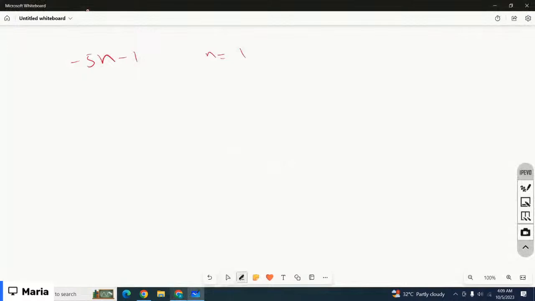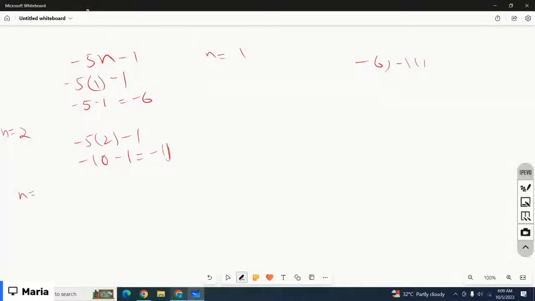Okay, start with n equals 1, right? Negative 5 times 1 minus 1. So negative 5 times 1 is negative 5, minus 1, that is negative 6. So the first term is negative 6. Got it? Okay, for the second one, replace n with 2. Negative 5 times 2 minus 1. That would be negative 10 minus 1. So the second term of the sequence is negative 11, right?